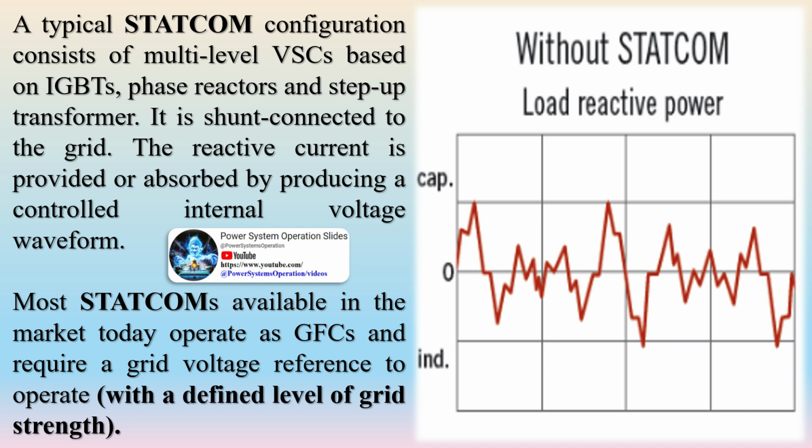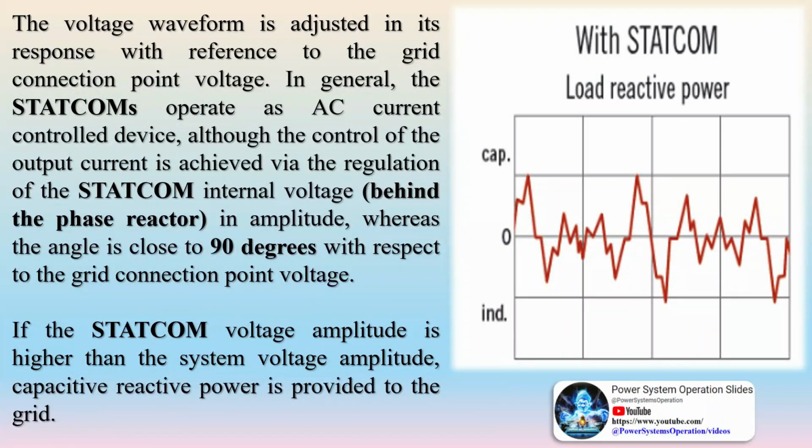If the STATCOM voltage amplitude is higher than the system voltage amplitude, capacitive reactive power is provided to the grid. If, vice versa, current flows from the system to the STATCOM and inductive reactive power is provided. The amount of reactive current depends on the transformer short-circuit reactance and the voltage difference and is limited to the thermal limits of the IGBTs. In normal operation, i.e. the system voltage is within certain limits, both voltage amplitudes are equal and no reactive power is exchanged with the grid.